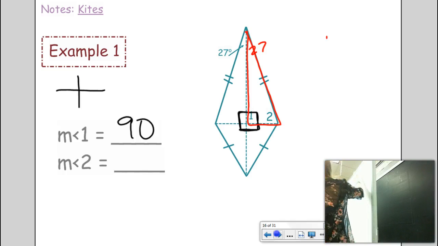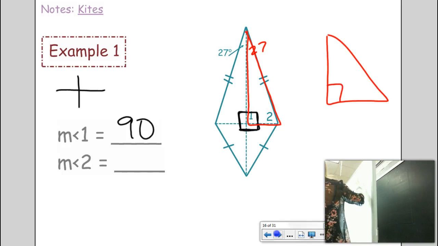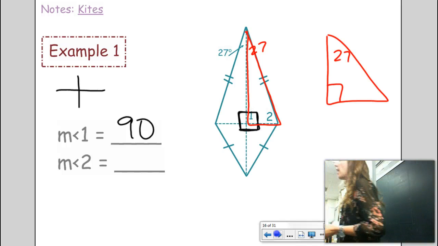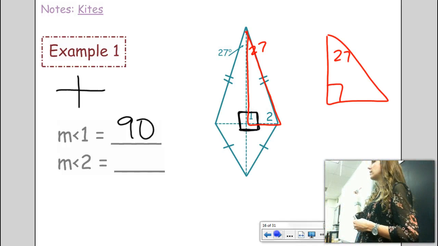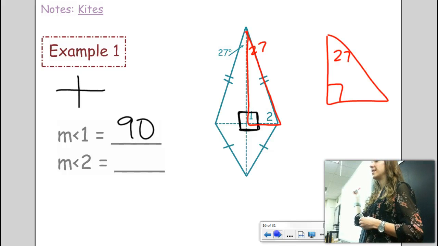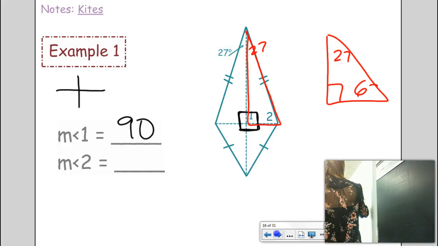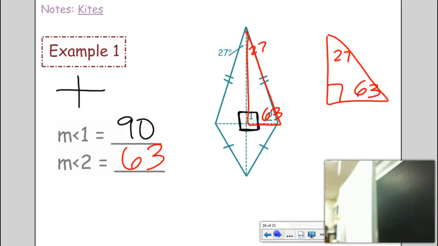We've got a right triangle with a 90-degree angle and a 27-degree angle. Everyone can find this missing angle, but Austin's going to say it out loud. 63. So we're going to use right triangles a lot in a kite. Okay, next example.